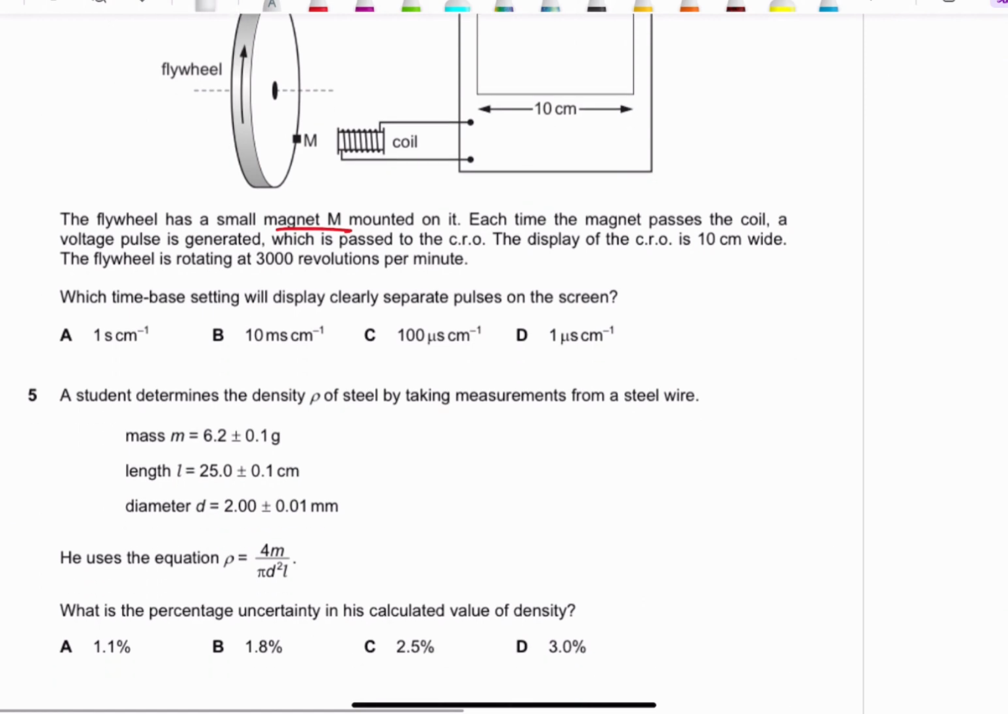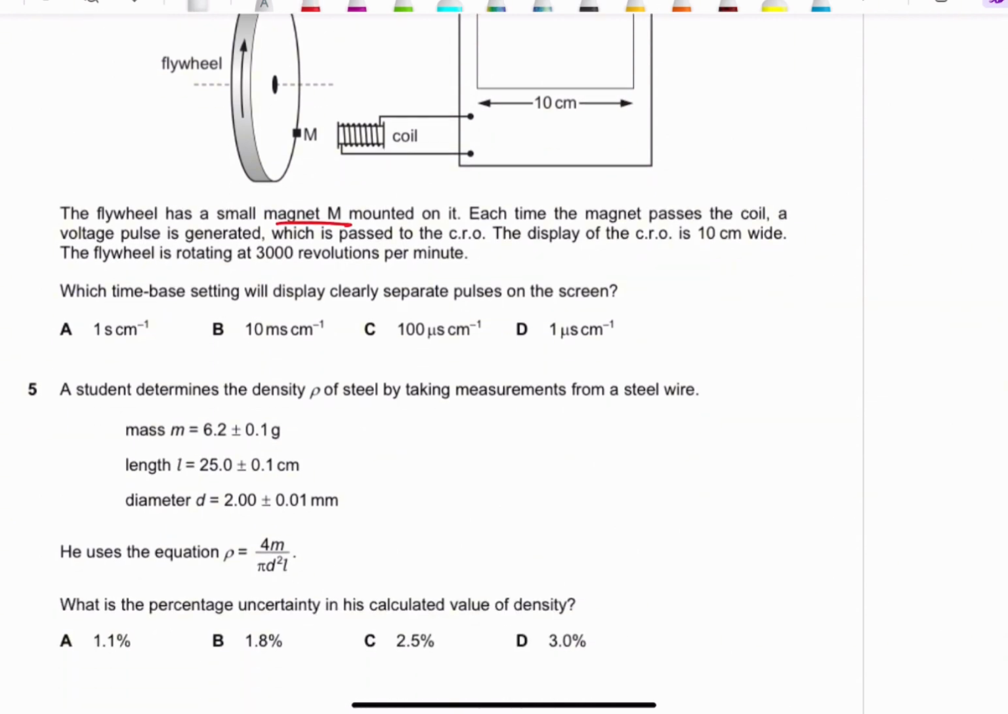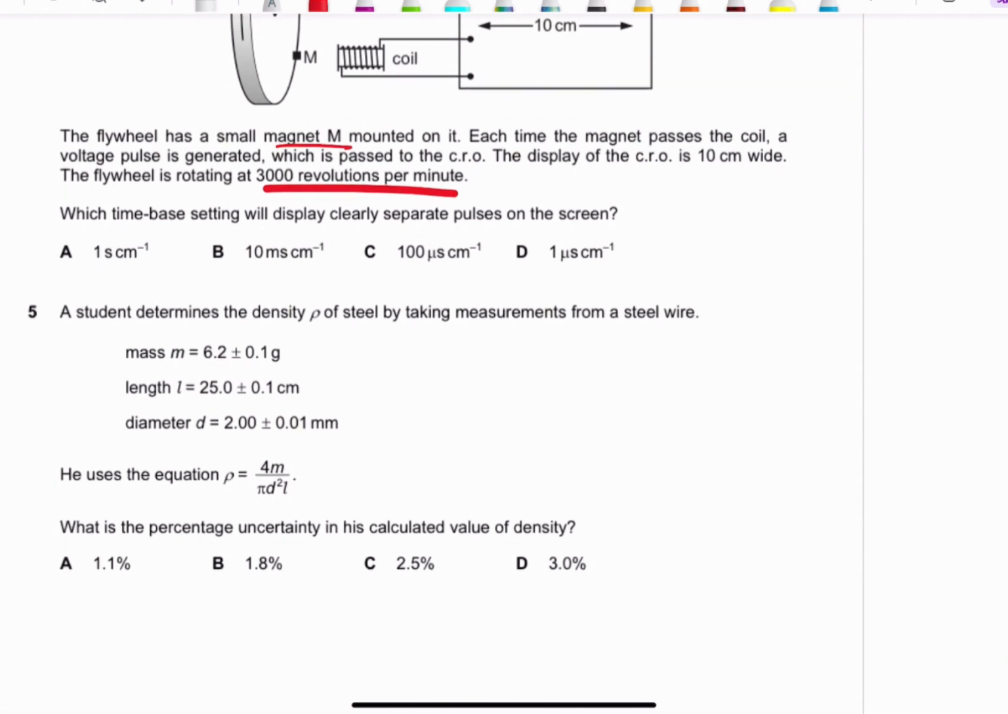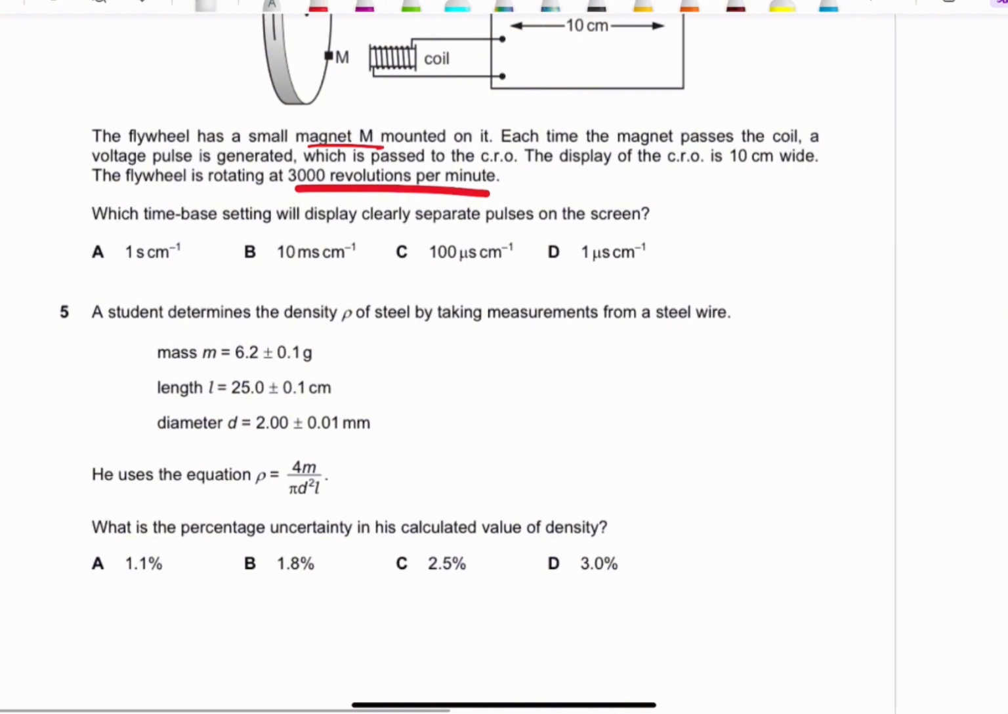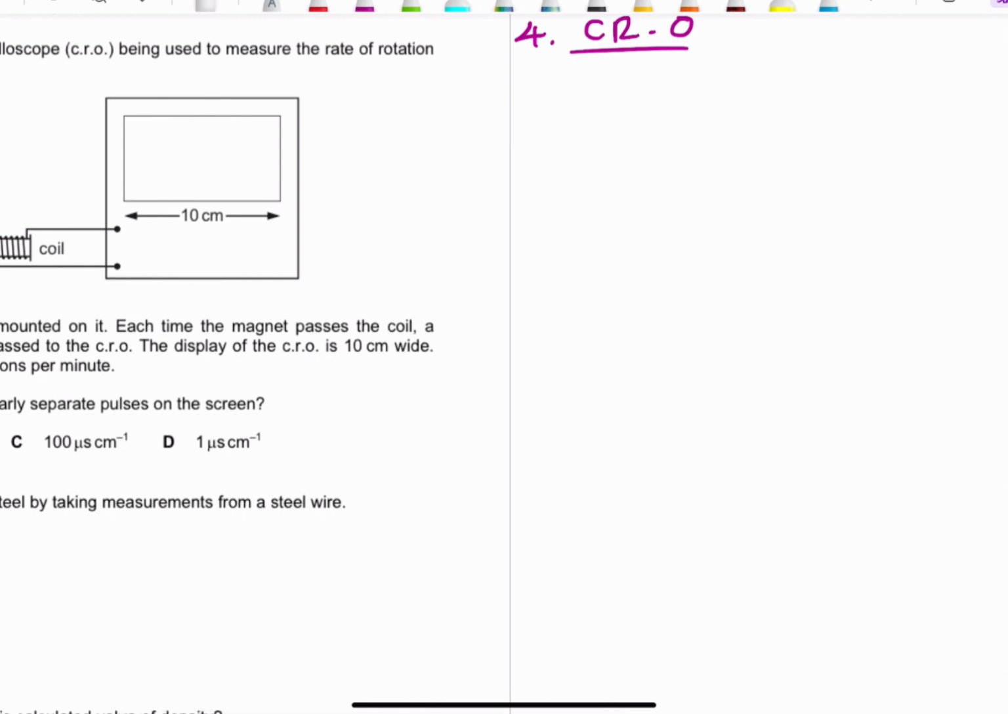The display of the cathode ray oscilloscope is 10 centimeters wide, so 10 centimeters over there. The flywheel is rotating at 3,000 revolutions per minute. So we can find the time taken for one revolution. If it takes 3,000 revolutions for 1 minute, how much time does it take for one revolution? We can easily calculate that. Which time-base setting will display clearly the separate pulses on the screen? Let's go through how we can solve these kinds of questions.